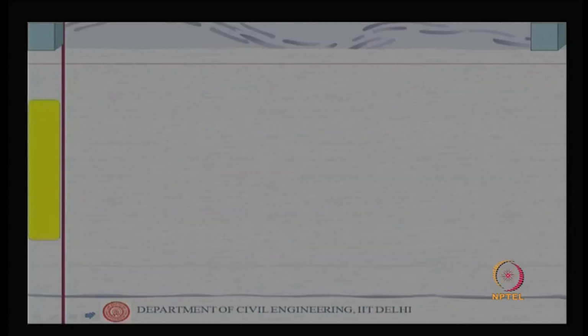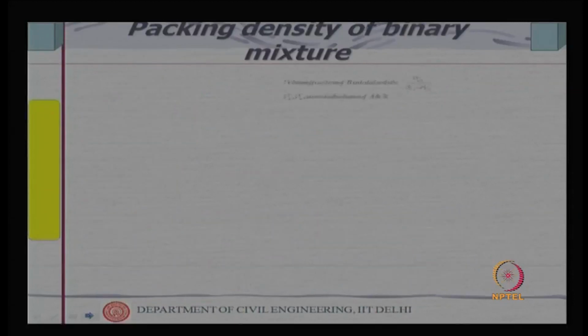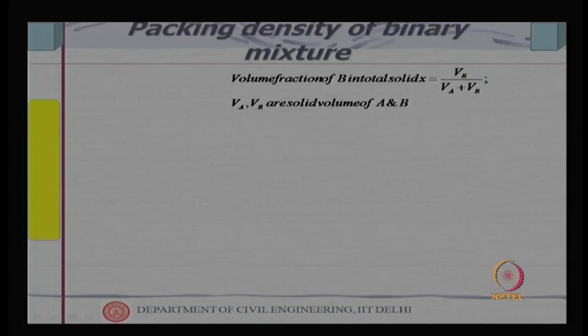So, using this algebra to find the void ratio, the volume fraction of B in total solid will of course be VSB divided by VSA plus VSB. Let me define this as a variable x. So, x is VSB by VSA plus VSB, the volume fraction of B in total solid. VSA and VSB are the solid volumes of A and B, as we have understood.